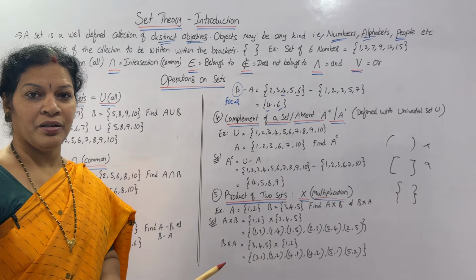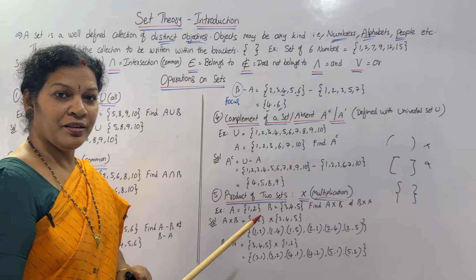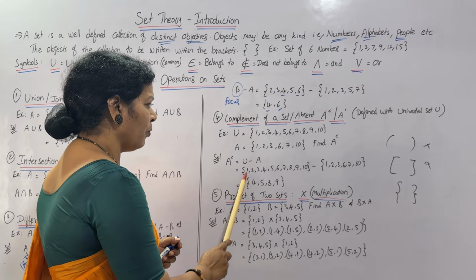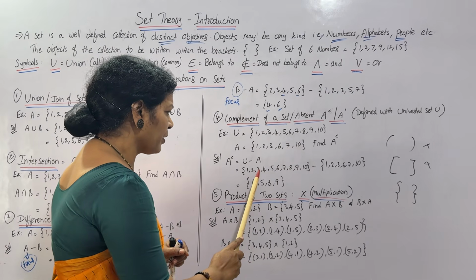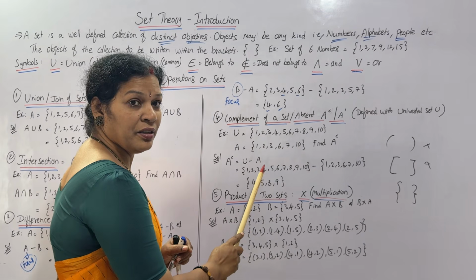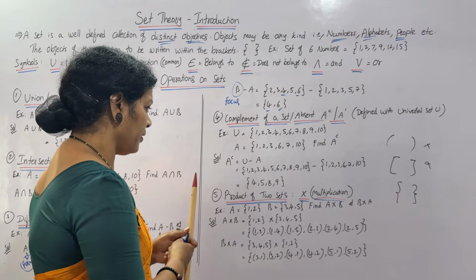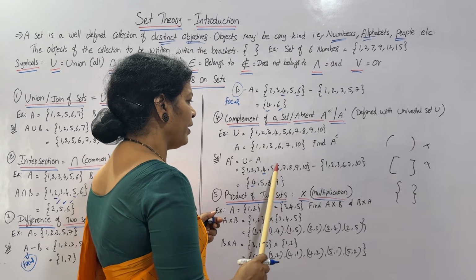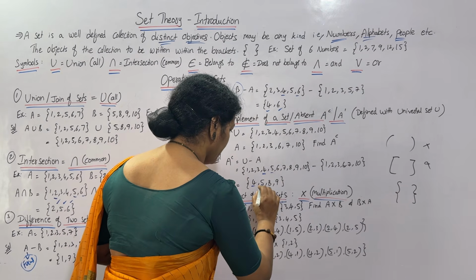Sorry, U minus A, same like subtraction. Now see. 1 is there on both sides, cancelled. 2 is also cancelled. 3 is also there, cancelled. Now 4 is available only in set U but not in A, so I have written 4 here. In the same way, 5 is also not in set A, so I have written 5.